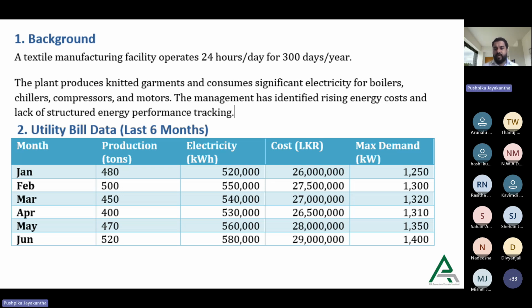So you have 5 questions. You have to calculate the energy performance indicators for each month and identify the best and worst performance, and calculate the percentage energy contribution of each system and identify significant energy users. Task 4, estimate potential savings from compressed air leakage and chiller efficiency improvement. Finally, you have to propose the recommendations.